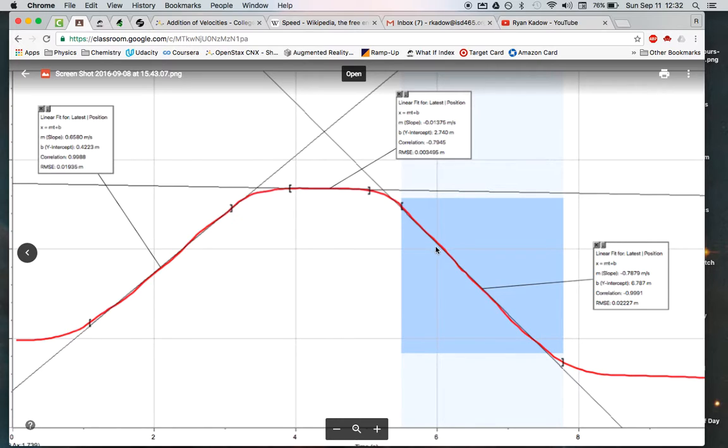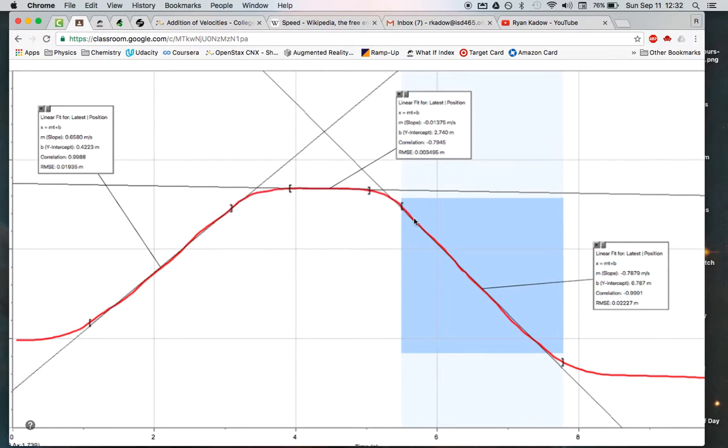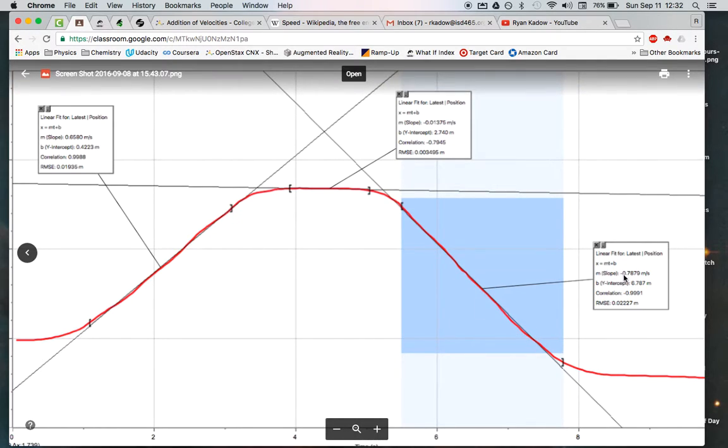And then finally, in this portion of the graph, we have a negative slope, and the software interprets that as a negative velocity. You'll see the negative sign there.